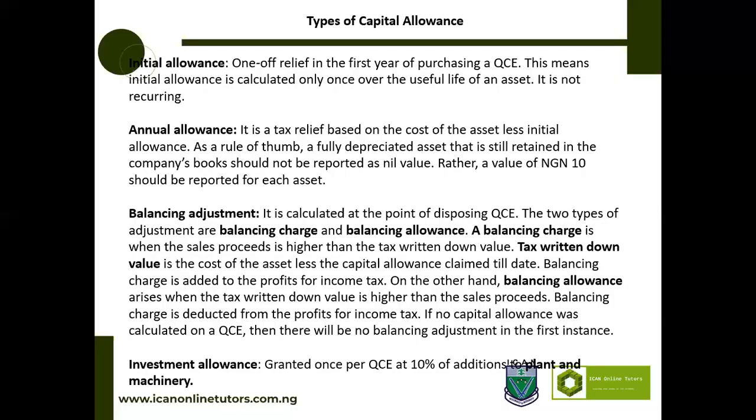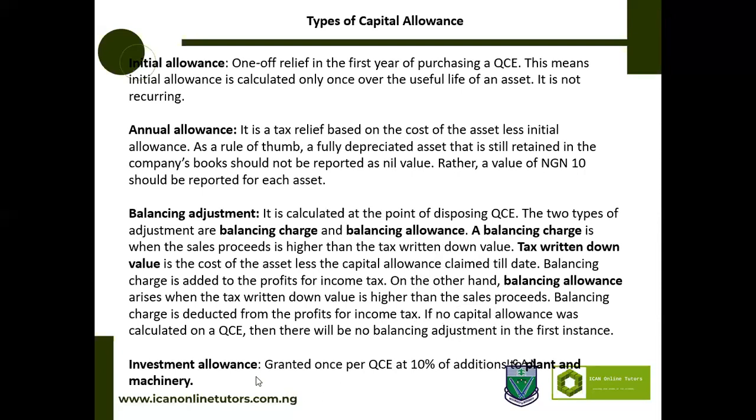So the next one is balancing. We've discussed balancing adjustments, the balancing charge and balancing allowance. We've explained the balancing charge is always when the sales proceeds are higher than the tax written down value, and the tax implication is that it is taxable to CIT. On the other hand, we have a balancing allowance when the tax written down value is higher, that is, the sales proceeds are less than the tax written down value in that year of assessment.